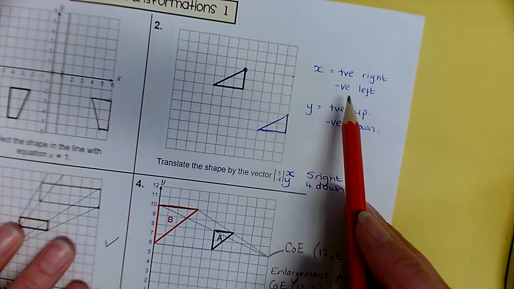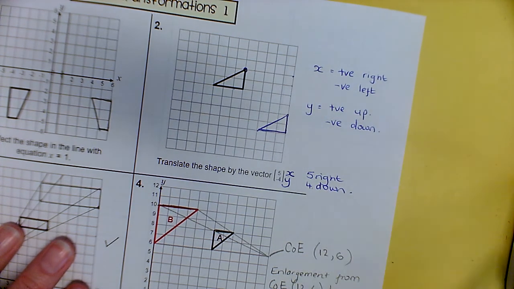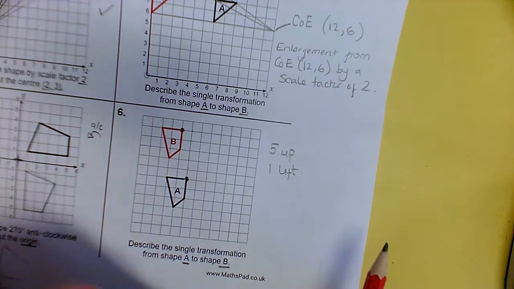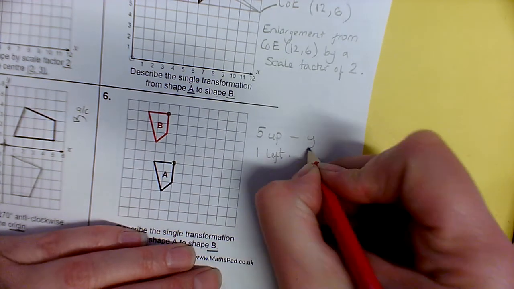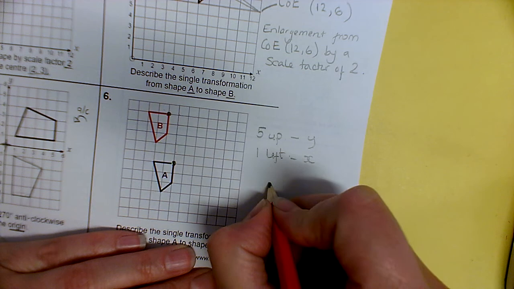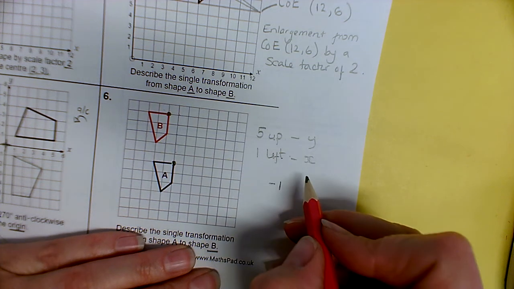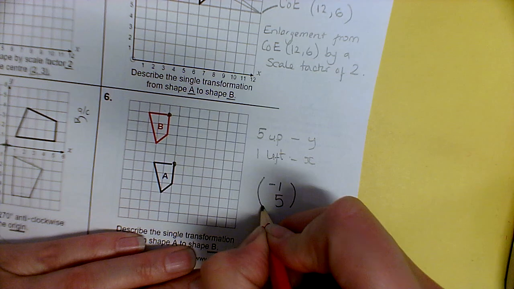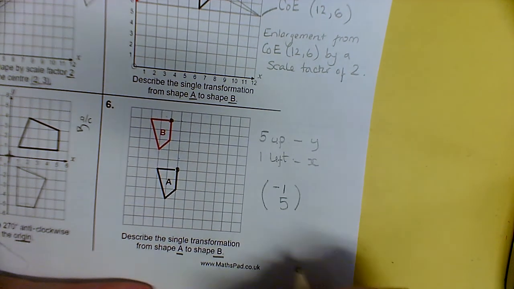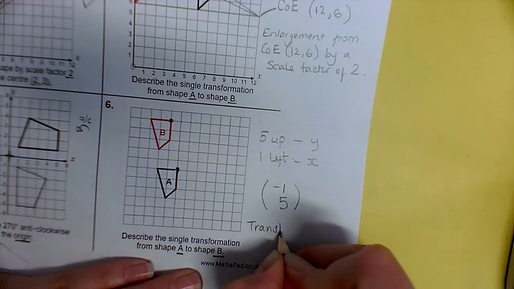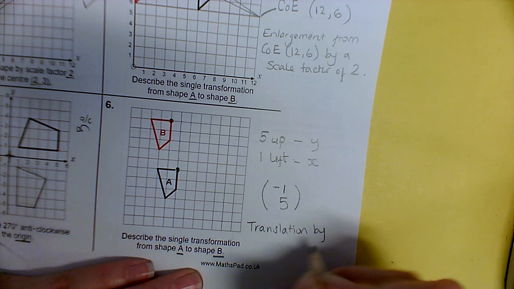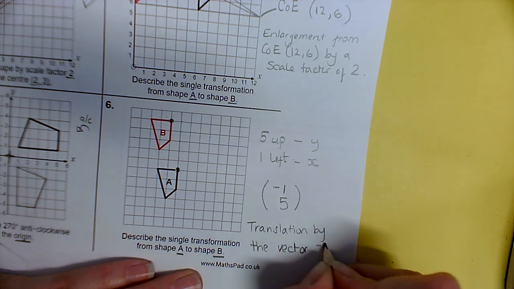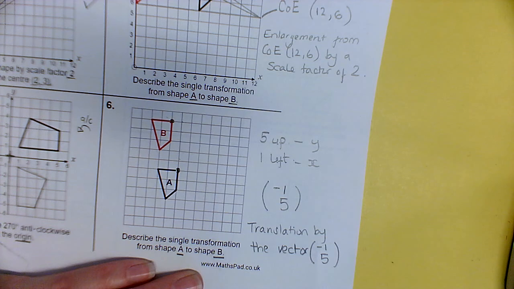If we look back up here, we know that if we're going up, we've got a positive, and if we're going left, we've got a negative. So our x value, so this is our y value, this is x, so our x value we've got -1, and our y value we have got 5, so our vector is -1 over 5, so we have got a translation by the vector -1, 5.